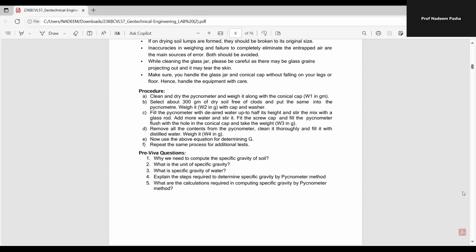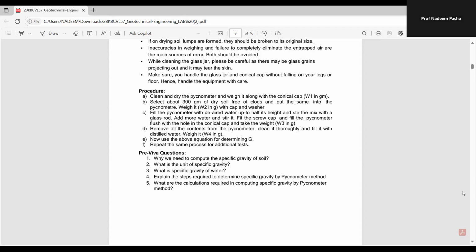The first step is to clean and dry the pycnometer and weigh it along with the conical cap; that will be W1 gram. So how are you determining W1? The weight of the empty pycnometer with cap is W1 gram. Next, select about 300 gram of dry soil free of clots and put the same into the pycnometer. Weigh it; that will be W2 gram, with cap and washer.